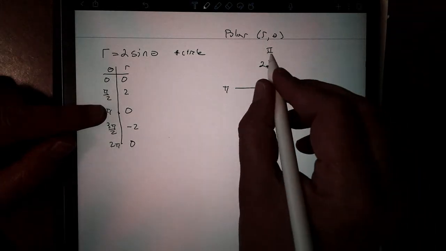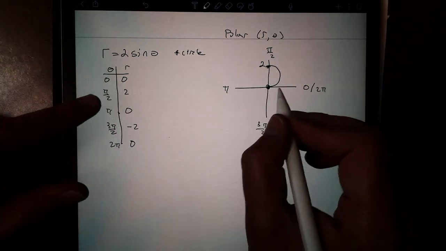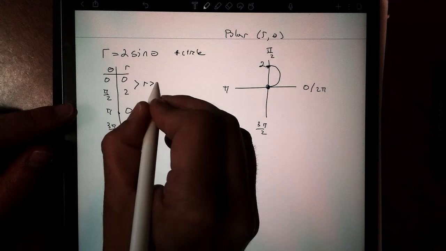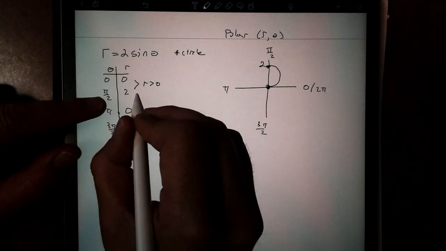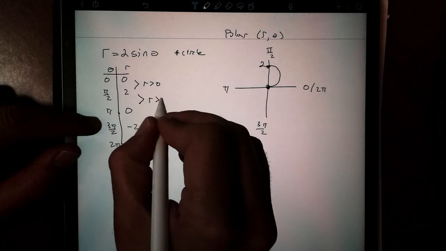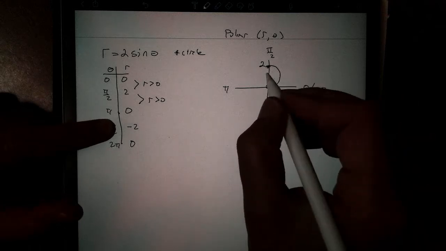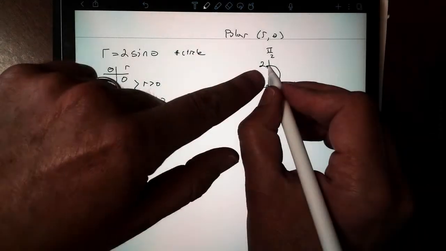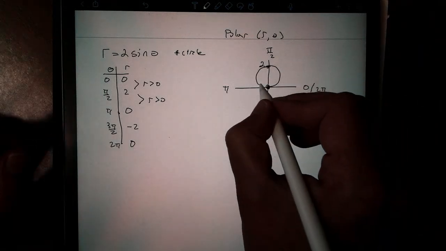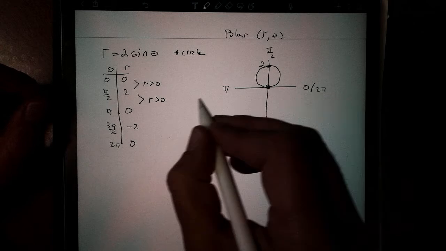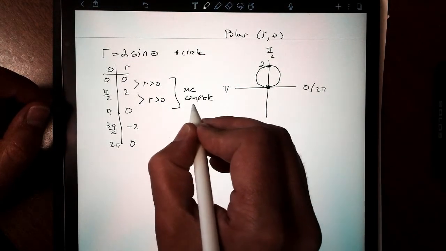So that means between 0 and pi over 2, I know that my radius is greater than 0 because I'm going from 0 to 2. Same thing between pi over 2 and pi, I also know that my radius is greater than 0 because I'm going from 2 to 0. So I know that my radius starts off at 2 at pi over 2 and ends up at 0. So I can just go ahead and do that. It's going to be curvilicious. Now notice, this is one complete circle.